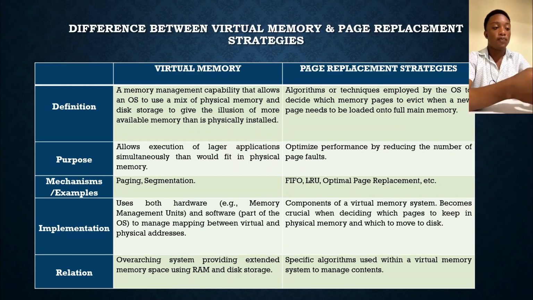For the purpose, virtual memory allows execution of larger applications simultaneously than would fit in physical memory. Page replacement strategies optimize performance by reducing the number of page faults. For the examples, virtual memory is paging and segmentation. For page replacement strategies, there is FIFO, LRU, optimal page replacement, etc.